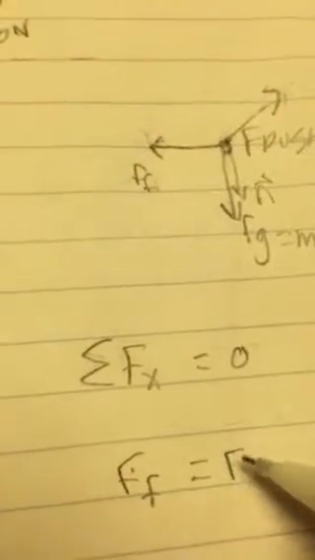So we know that the block is stationary, so that means the sum of the forces is going to equal 0. So it's not moving left or right or up or down. Since we want to find the force of friction, we can set the sum of the forces in the x direction equal to 0. So that means that all the forces to the right are equal to all the forces to the left. So that means the force of friction is equal to the x component of the force of the push.